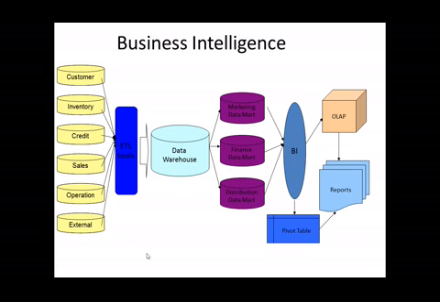So we have been talking, so I tried to put one slide on a very basic understanding end to end. What happens? If you see to your left, these are all called OLTP systems. These were the customer, inventory, credit, sales, operational, external. These are all called OLTP systems, online transaction processing systems.